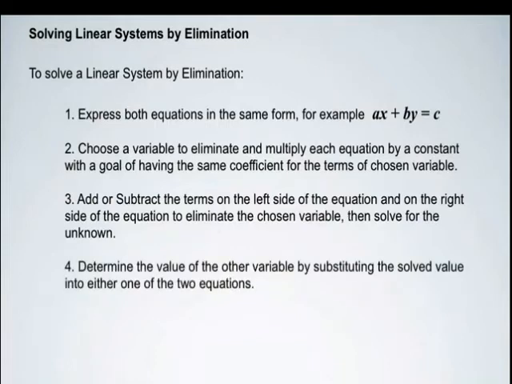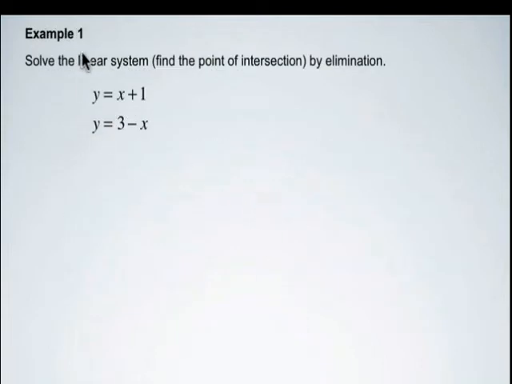And the last thing we do is determine the value of the other variable, just as we did with substitution, by substituting the solved value into either one of the two equations. So what we're going to do here is solve the linear system y equals x plus 1 and y equals 3 minus x. Now the first thing we have to do is put them in the same order.